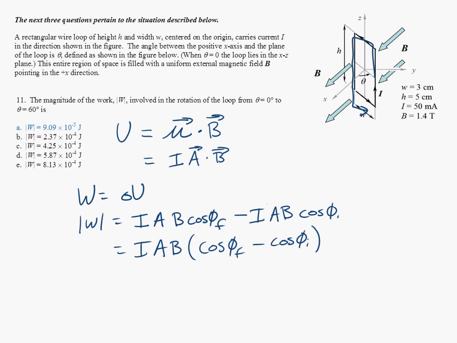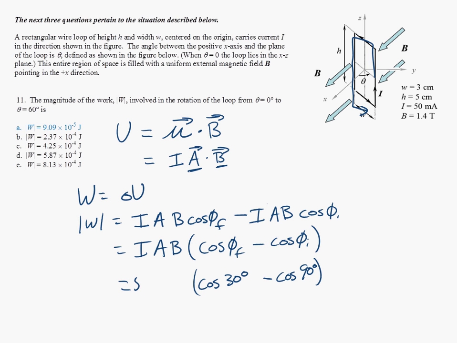So that initial orientation, when we have theta at 0, is actually going to be the cosine of 90 degrees, the angle between the area vector and the magnetic field. And in the final position right here, the angle between them is not 60 degrees, but it's actually 30 degrees. And I'm sorry, you're just going to have to work through that to see how it works out.